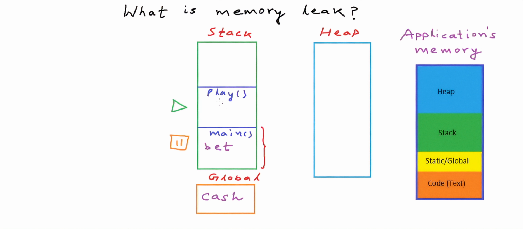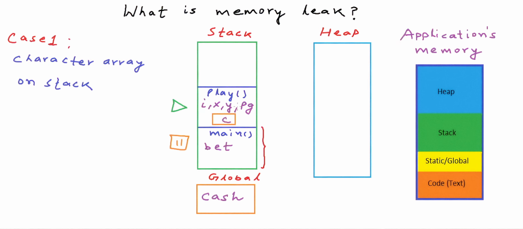We had a couple of local variables in play. All will go in this stack frame: I, X, Y, player's guess. And for case 1, when we had the character array C on the stack itself, not created using a call to malloc, the character array C will also sit in this stack frame. Now when the execution of the play function finishes, control will return back to main, and the memory that was allocated for the execution of play will be reclaimed. Anytime a function call finishes, the memory that it was allocated on the stack is reclaimed.